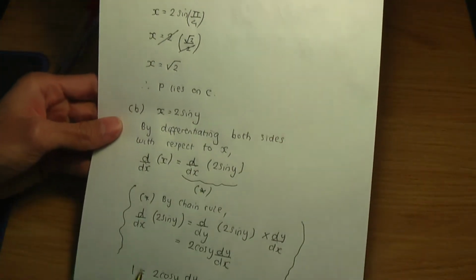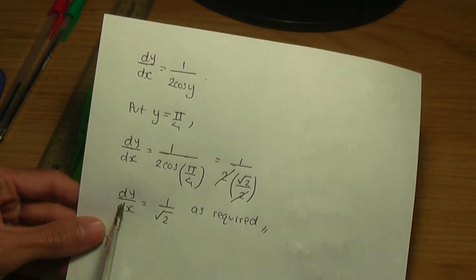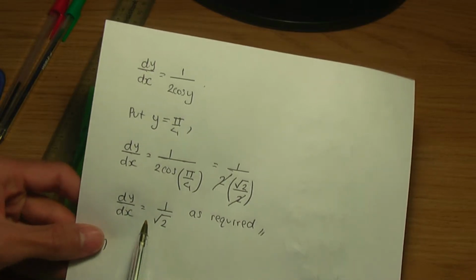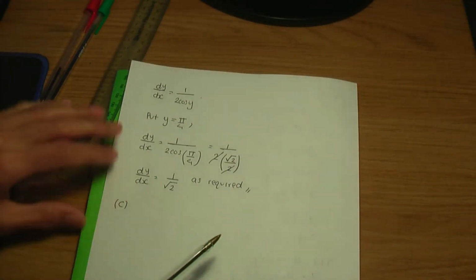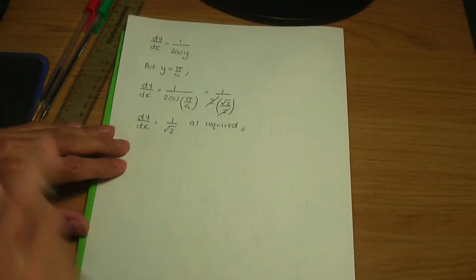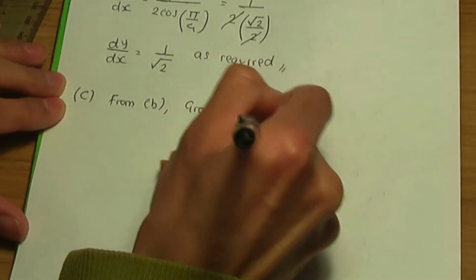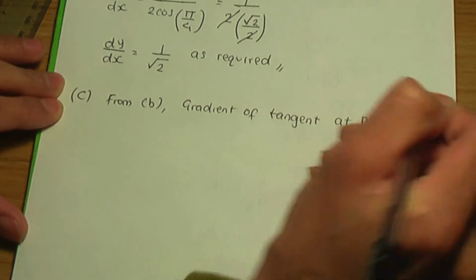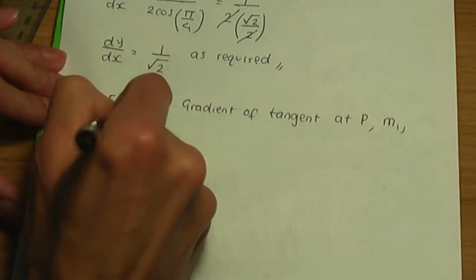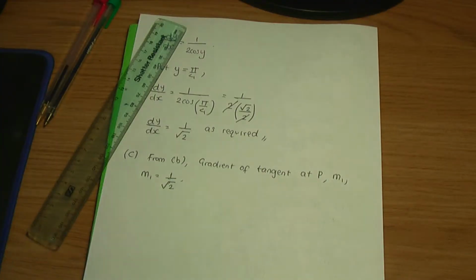So if we think about it, to work out the gradient of the tangent, we have the coordinate of P, which is root 2, pi over 4. And in part B, we worked out dy over dx at that point, and dy over dx at that point is 1 over root 2. Now, dy over dx at that point is the same as calculating the gradient of the tangent to the curve at that point, in particular at that point P. So from part B, the gradient of the tangent at P, let me name that as M1. So M1 is the gradient of the tangent at P, and M1 we worked out in part B as 1 over root 2. We need to work out the equation of the normal.